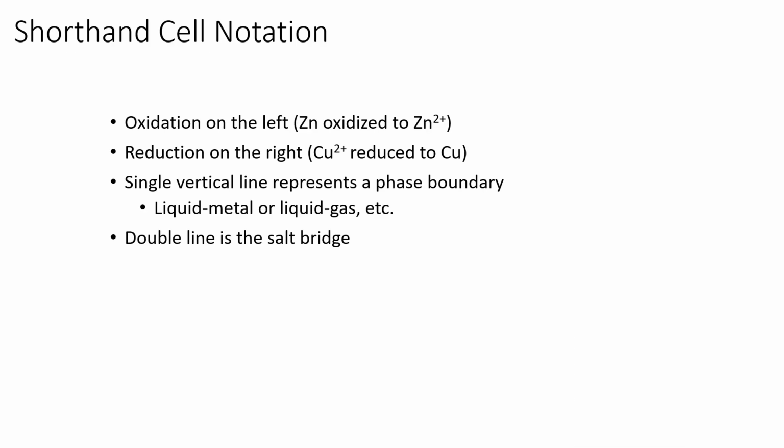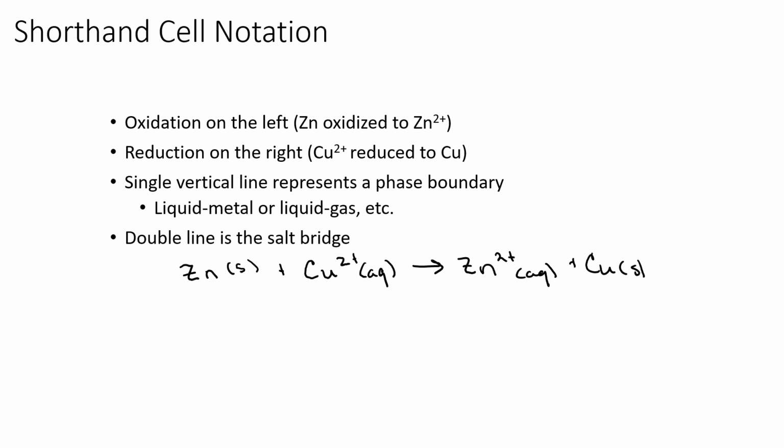So let's take a look at what a shorthanded cell notation looks like. And what we're going to do is we're going to start out with the zinc copper 2 reaction that we've been dealing with so far. So remember that we've got our zinc is reacting with our copper 2 cations, and that's going to produce some zinc 2 cations and solid copper.